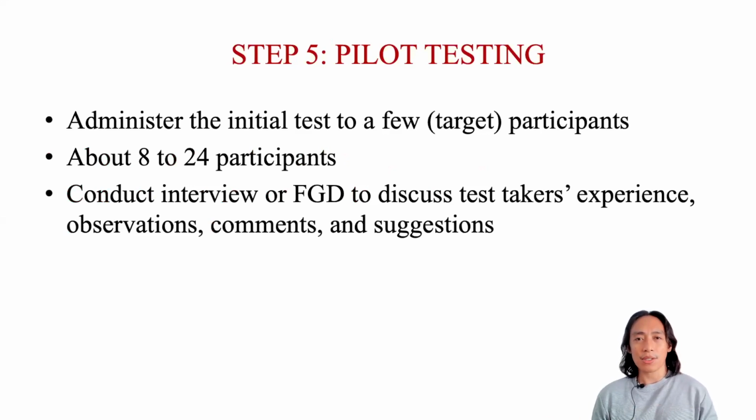So after you have administered your initial scale to your 8 to 24 participants, you can conduct an FGD, or a focus group discussion. It probably will be difficult to conduct a focus group discussion with 24 individuals. So my suggestion is that perhaps you can conduct FGDs with a maximum of 8 people. And if you have 24 participants, then probably you can conduct 3 FGDs with 8 people in each. And what do you discuss in the focus group discussion? You discuss the test takers' experience, their observations, their comments, and what they can suggest to improve the scale.